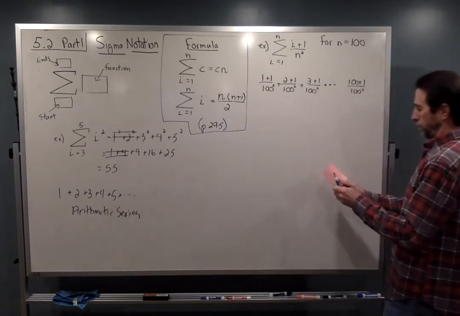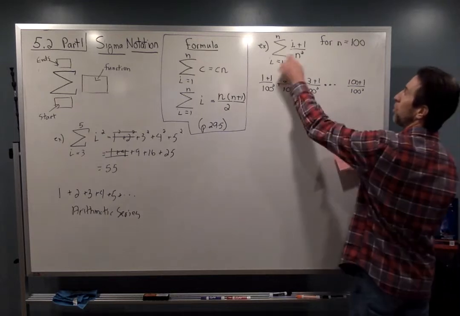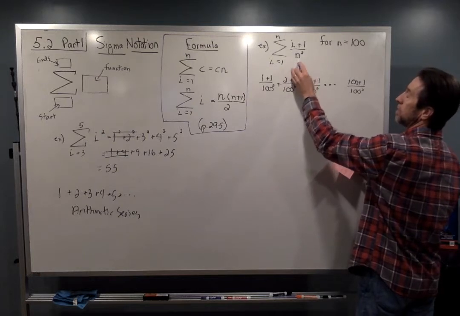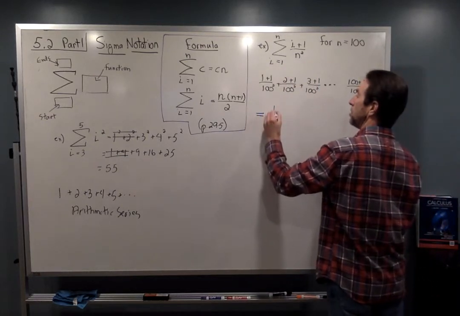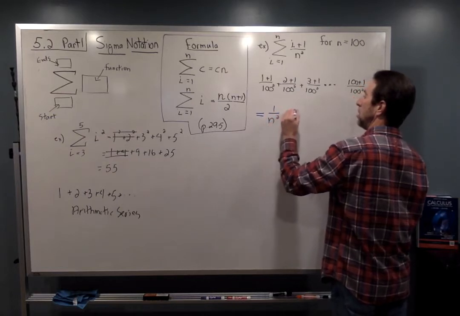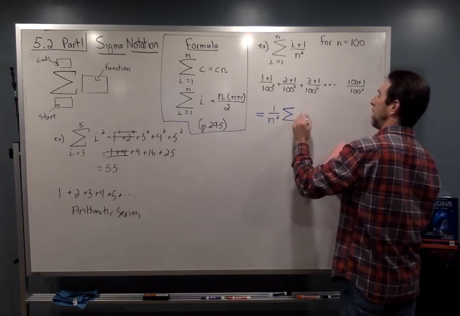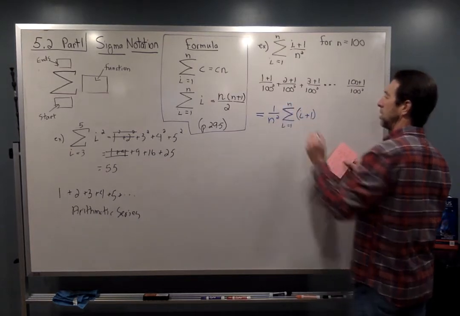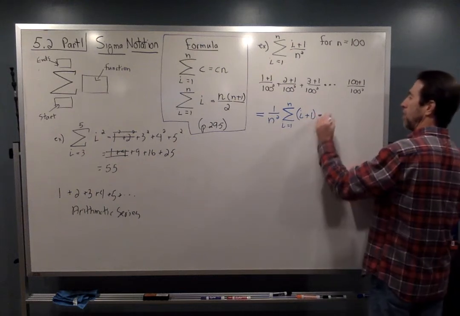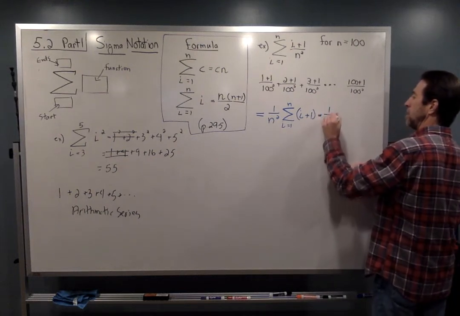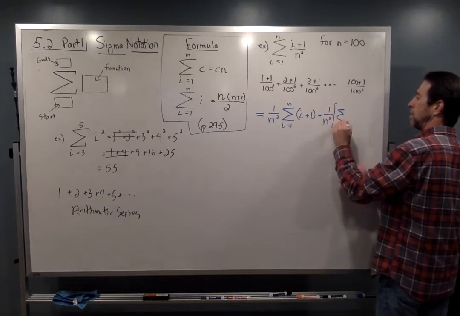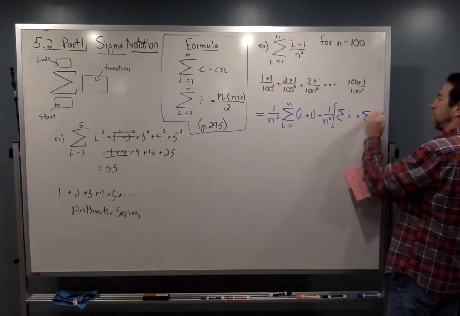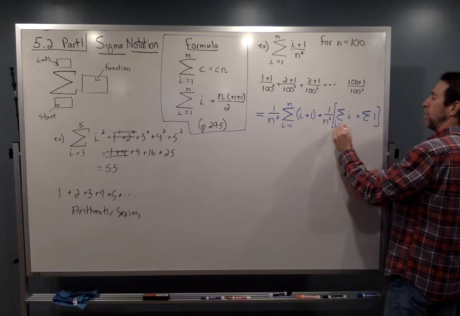I'm going to rewrite this in a little bit different form. First of all, this n squared is a constant. There are some properties, so I can rewrite it as 1 over n squared times the sum of (i plus 1) as i goes from 1 to n. We also have properties of summation that you can study in the text that will allow us to write the sum of i plus the sum of 1, both of those going from 1 to n.